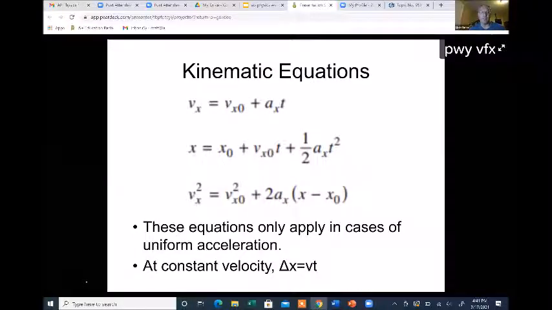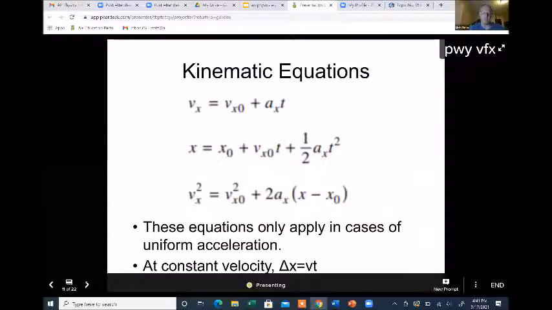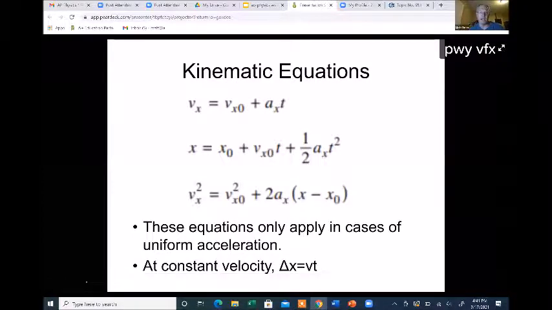You've got to remember that these equations only work when there's uniform acceleration, when the acceleration is the same throughout the whole problem. Constant acceleration might be another way to say that. So these equations only work under constant acceleration. Another equation you should be familiar with is the one at the very bottom of the screen right now, and that is that displacement equals velocity times time. That's if an object is moving with a constant velocity or zero acceleration.